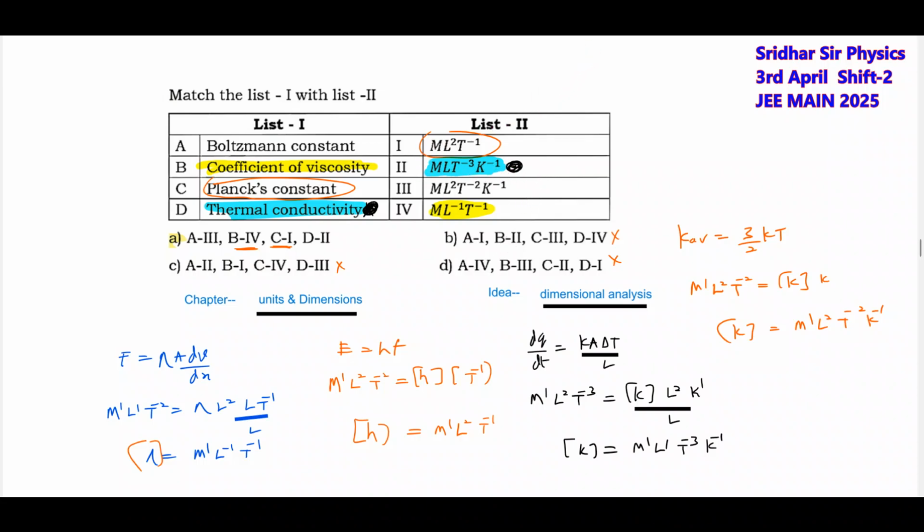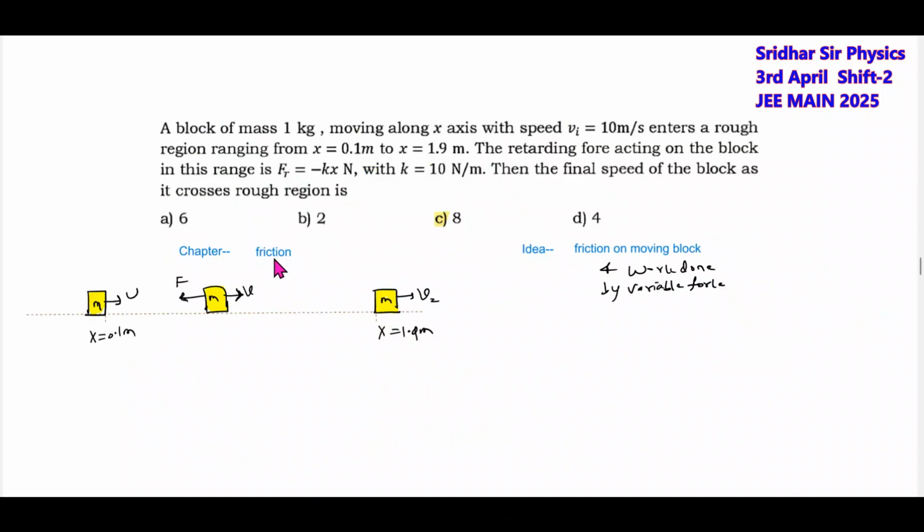Okay then, so these are the ways in which you should work out. Just practice is needed. Okay, this question belongs to the chapter friction, and the idea involved is friction on a moving block and work done by a variable force. On rough surfaces, some sort of frictional force will be there, and a variable friction force will be acting.